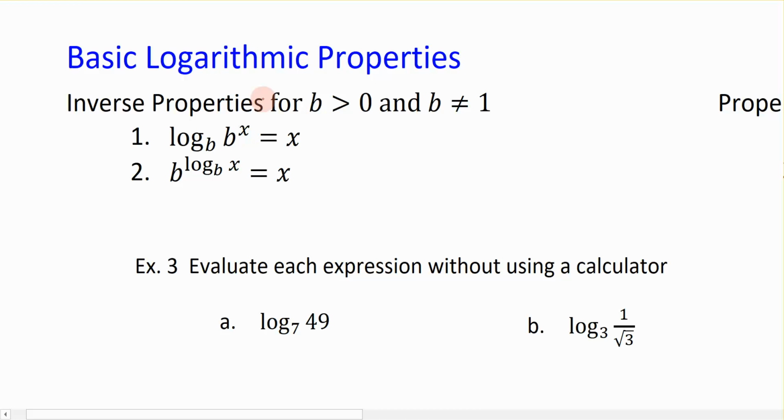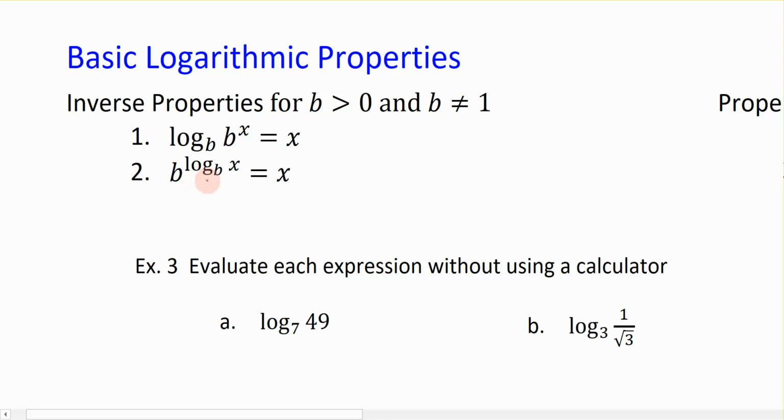Now, what it says is if I have log base b of b to the x, that equals x. Notice that if it's in this form, the base b as well as this argument's base are both the same, and the expression is simply equal to the exponent x.